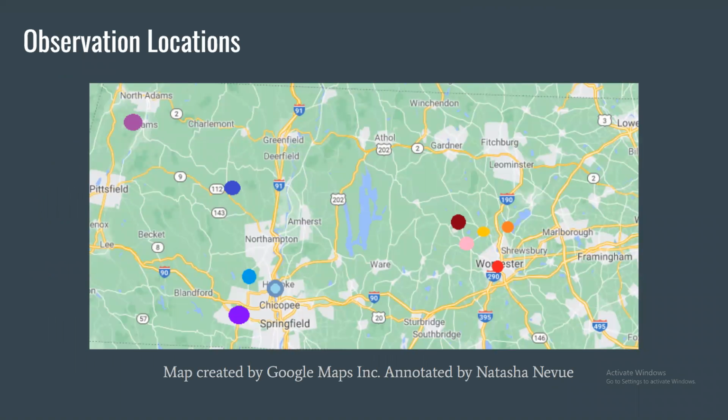So this is a map of the different observation sites that we looked at. I looked at these 6 different sites in Western Massachusetts, and Hannah looked at these 5 sites in Central Massachusetts, and we compared the data collectively as a group.